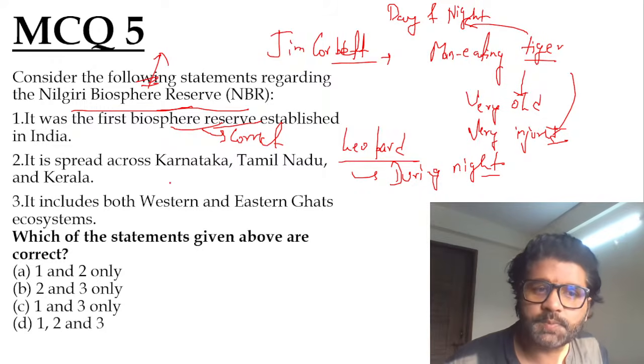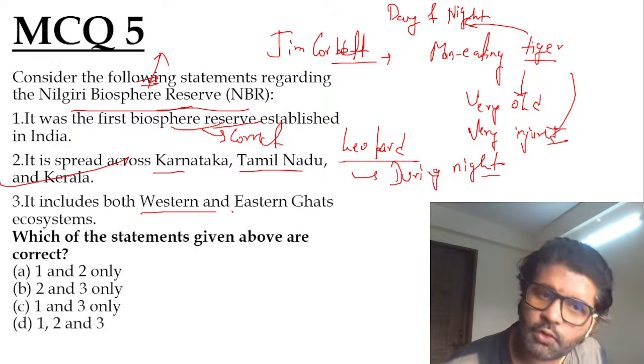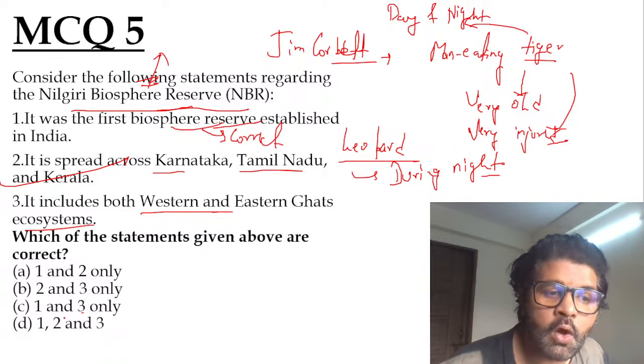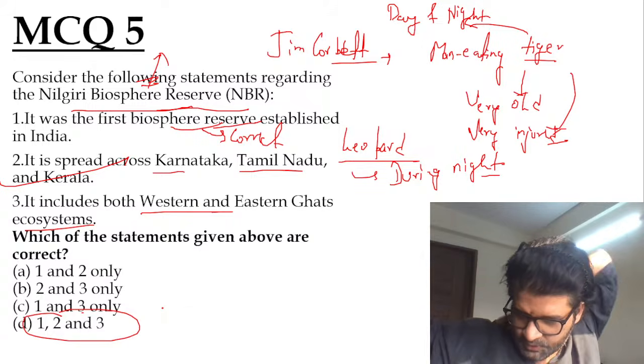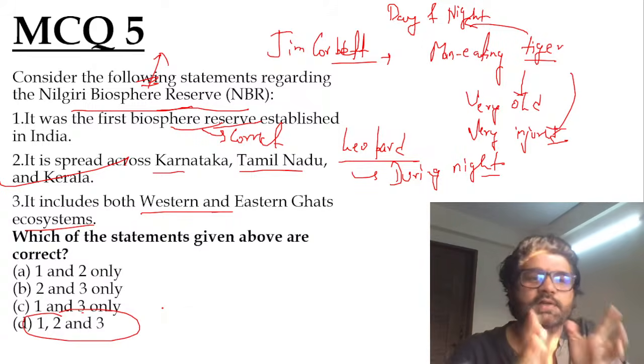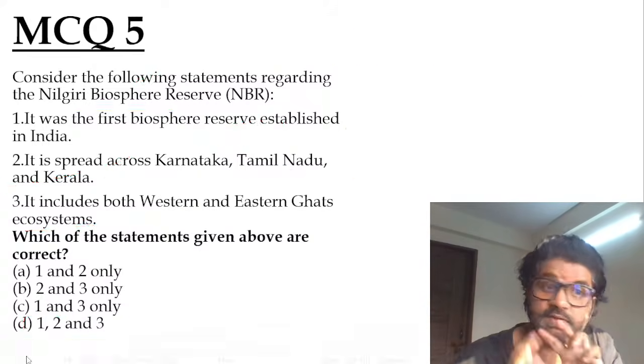Very important. Spread across Karnataka, Tamil Nadu, and Kerala. Second is correct. Includes both Western Ghat and Eastern Ghat ecosystem. All the statements are correct. The answer is D. D is the answer, guys. D is the answer, Rishi, Iltush, Harshini, and Jiva. Research more on Nilgiri Biosphere Reserve. Very important. One of the most important biosphere reserves.